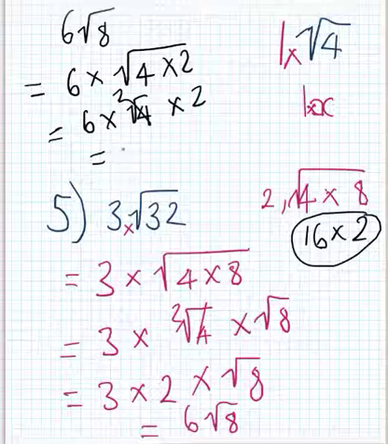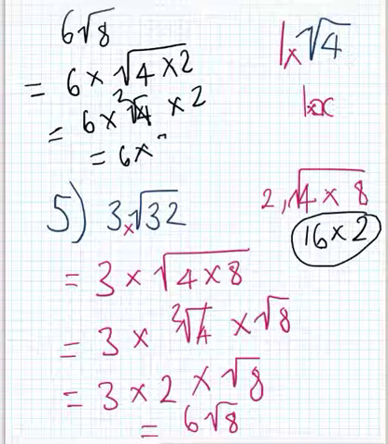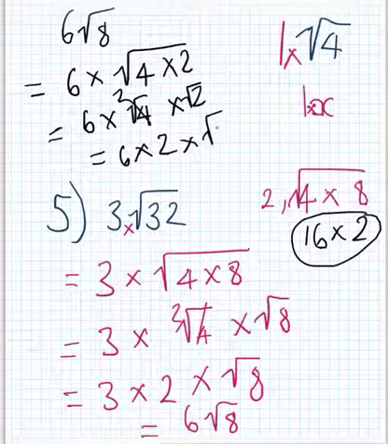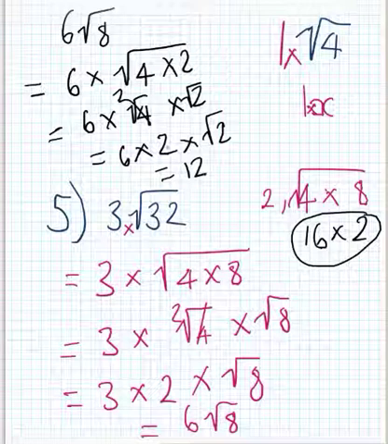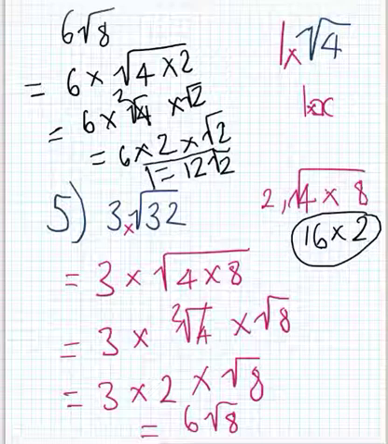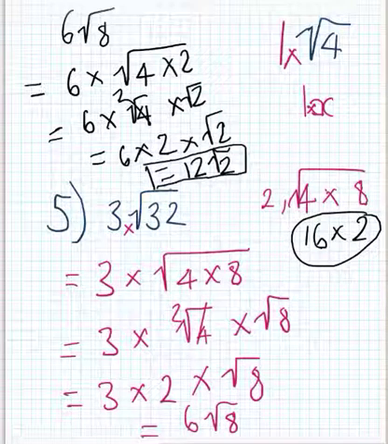And then the square root of 4 I know is 2. So finally, I have 6 times 2. Sorry, that should be a square root there. Times the square root of 2. And 6 times 2, they're both whole numbers, is 12, times the square root of 2. And finally, there is my final answer: 12 square root of 2. I can't simplify this anymore.